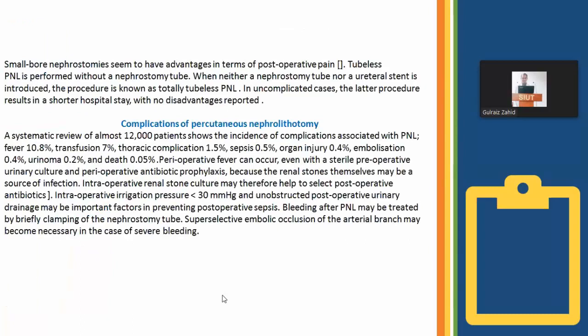Small bore nephrostomies seem to have advantages in terms of post-operative pain. Tubeless PNL is performed without a nephrostomy tube when neither a nephrostomy tube nor a ureter stent is introduced. The procedure is known as totally tubeless PNL. In uncomplicated cases, the latter procedure results in a shorter hospital stay with no disadvantages reported.